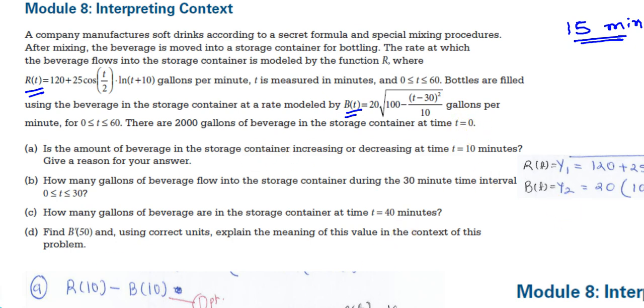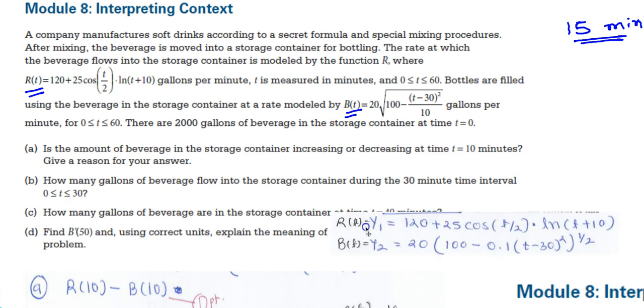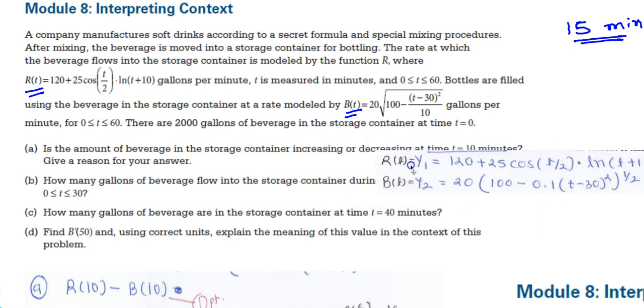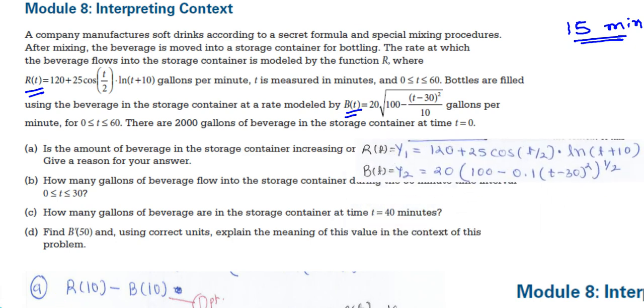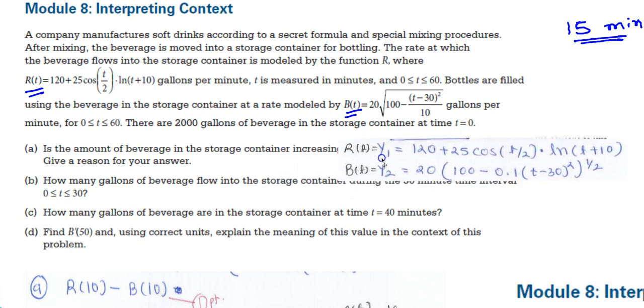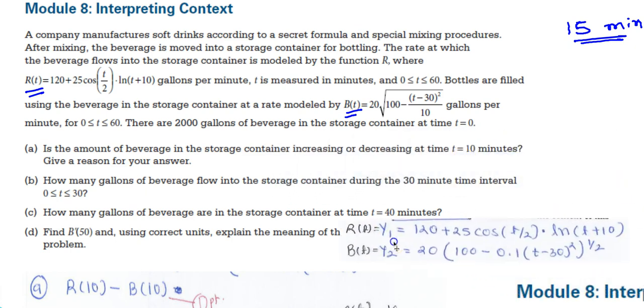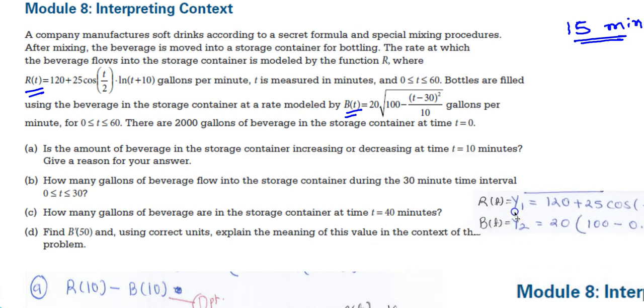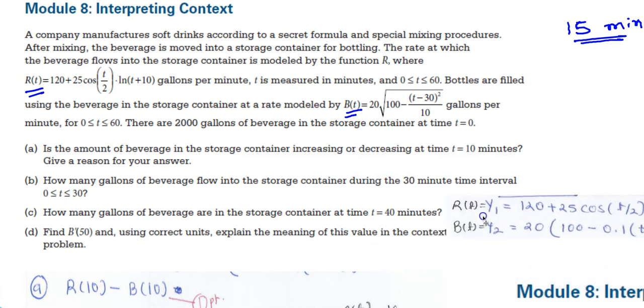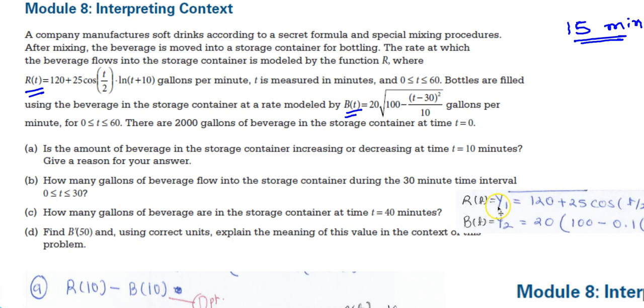Okay, so I'm just showing you here the equations in the calculator. Put that in y1, y2 right away. Okay, so now let's read this further. First thing you should do is put those equations in a calculator. That saves a lot of time. Do not attempt to do it by hand. Put that equation in y1, y2. Know that your y1 is R and y2 is B.